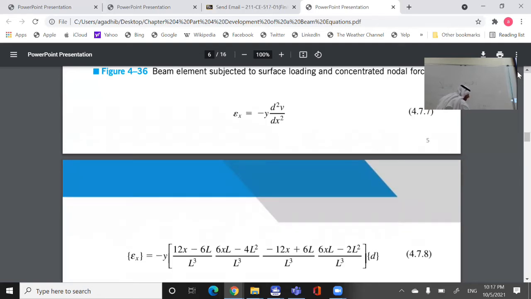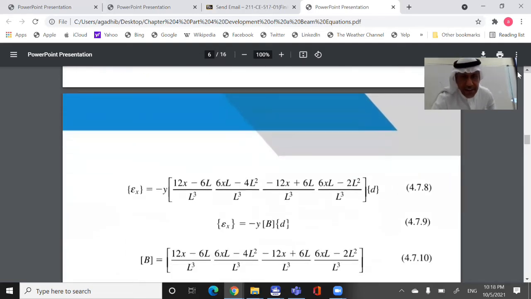Now, can you tell me, is this a row or column? D is v1, theta1, v2, theta2, and what is this derivative? Are you sure it's a row? Yes, row, because this is scalar. It's a row. And is it first derivative or second derivative? That's the second derivative of the shape function. So this is d2N1 over dx squared, d2N2 over dx squared, and so on. And this is d. So this is now the strain. Can you find the stress from here? You just multiply it by E, right? Okay, this is the stress.